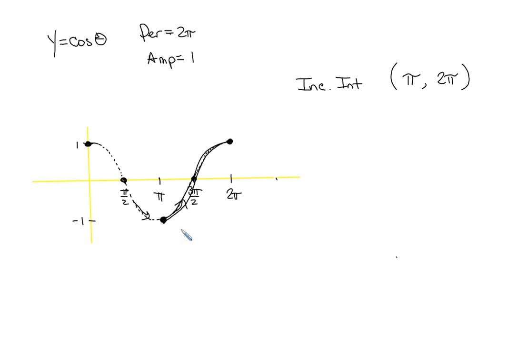Now on this particular period from 0 to 2 pi, what is our decreasing interval? It's going to be this piece here from 0 to pi. So that's the idea of increasing and decreasing intervals between 0 and pi for the cosine curve.